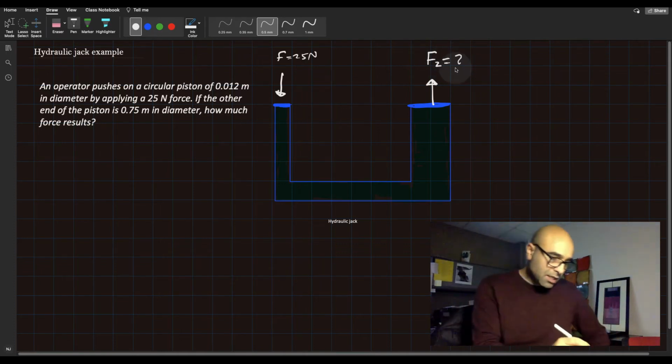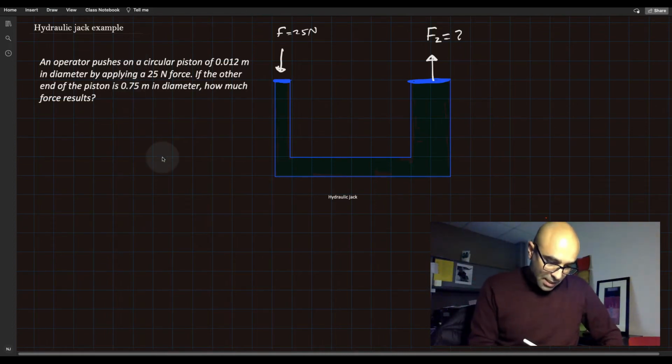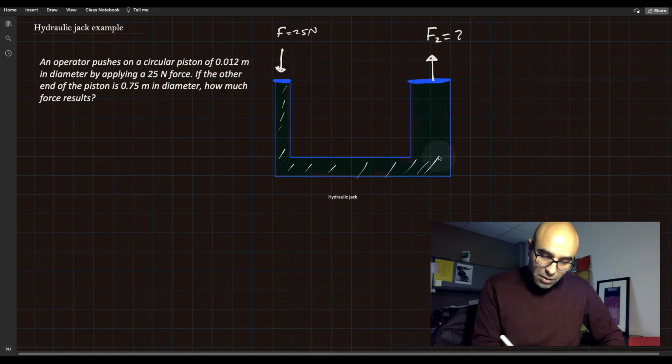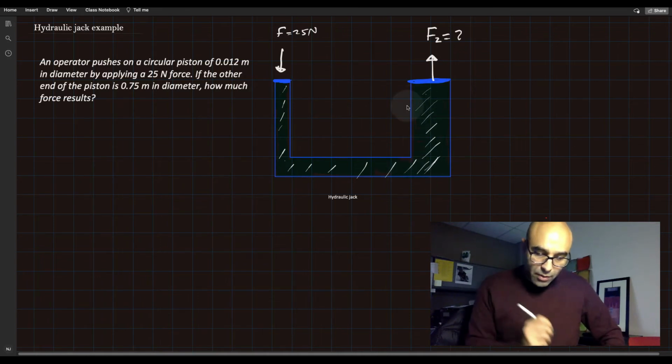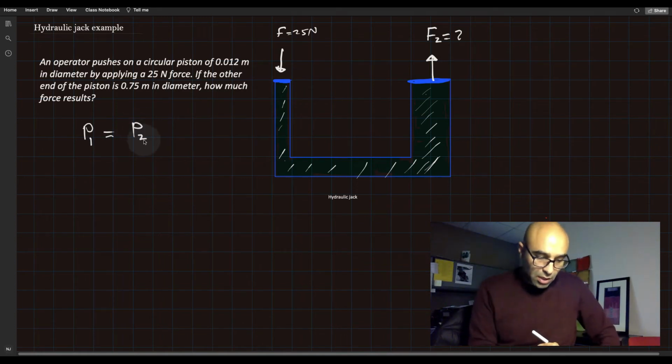Okay, let's see if we can solve this problem. How do we do that? We use Pascal's principle. We know that the pressure transferred throughout this hydraulic liquid is the same, and the pressure here should be equal to the pressure here. So the pressure on the left, I'm going to call it P1, must equal the pressure on the right, which I'm going to call P2.